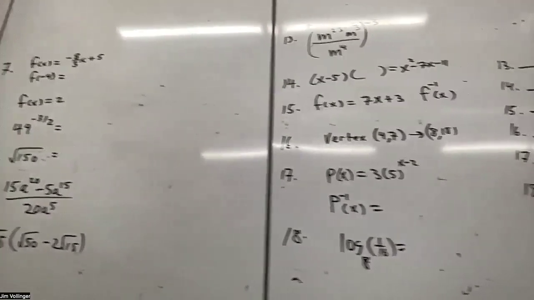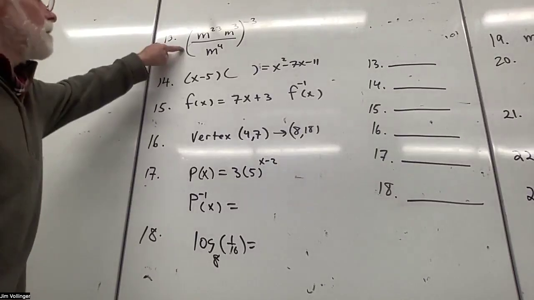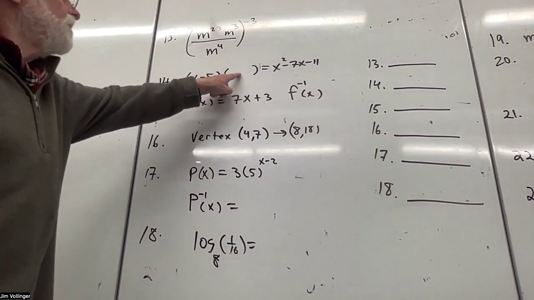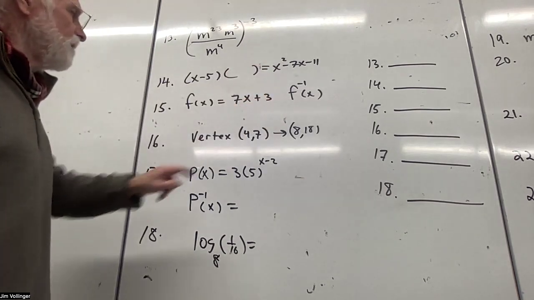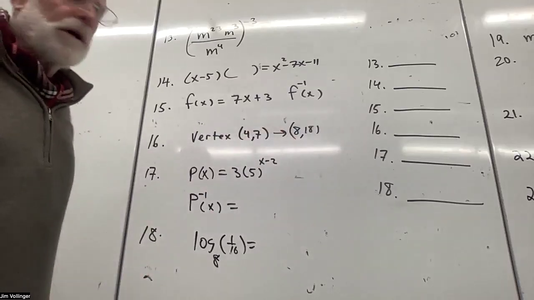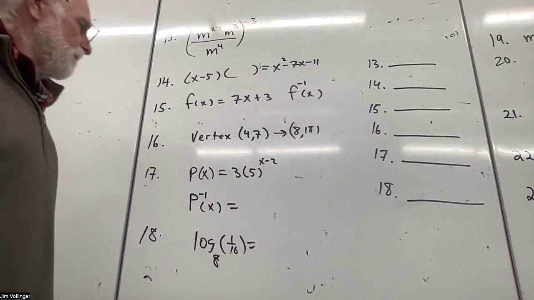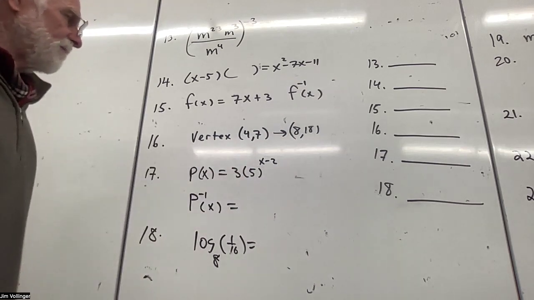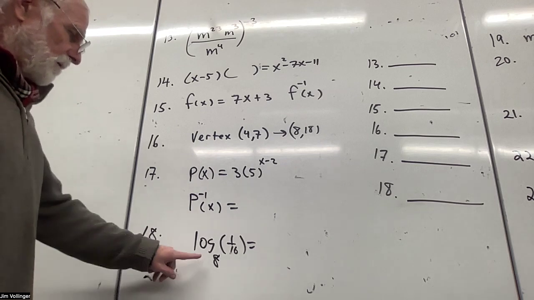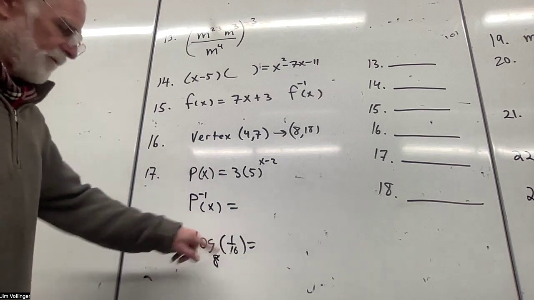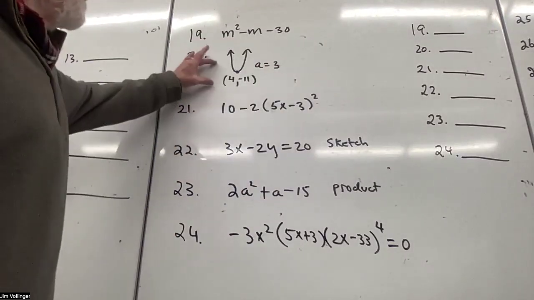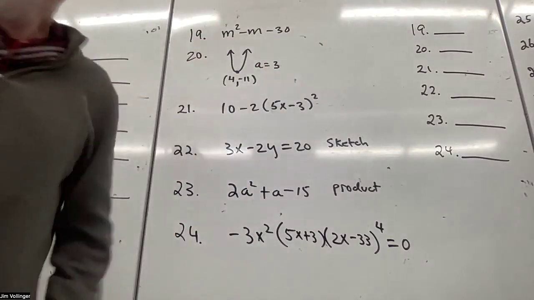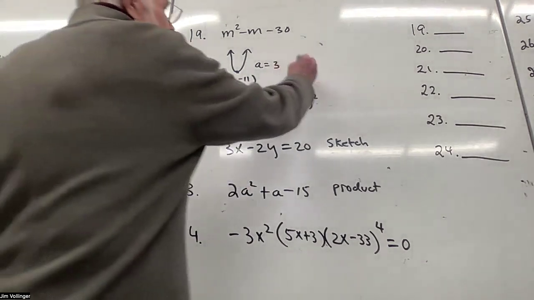Next, simplify, find out what you need to multiply this by to get that. Do the inverse of f of x, that's what that means, obviously. Vertex, another point on a quadratic, write the equation given that data. Find the inverse of this function, 3 times 5 to the x minus 2, and find the answer, the exponent you put on top of an 8 to get 1/16. Write m squared minus m minus 30 as a product. Find the roots. I really should have a marker here. Here, I got one. Okay, so you're looking for the roots.